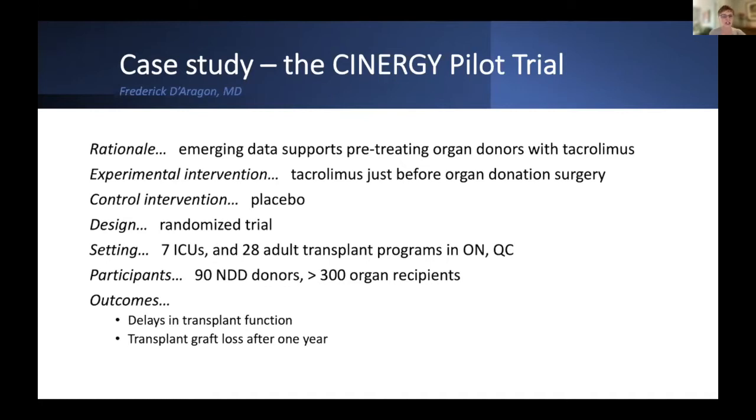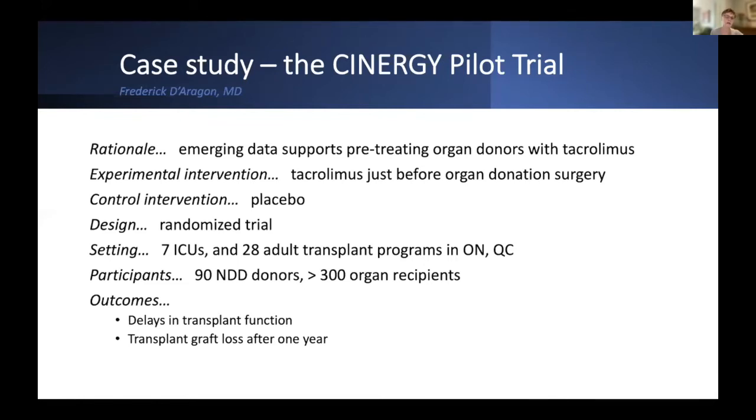So the experimental intervention is intravenous tacrolimus, which is administered just before the donor is taken to the operating room to recover the organs for transplantation. And the control intervention in this study is a placebo, so it's a randomized trial. And we're undertaking this study in 7 intensive care units in Ontario and Quebec. Just 7 because it's a pilot study before we take it more nationally. But because these organs from donors in these 7 ICUs may go anywhere in the 2 provinces and theoretically even beyond, that means that all 28 adult transplant programs in Ontario and Quebec ideally will be participating in this study. And that has implications for the recipient consent, as you'll see.